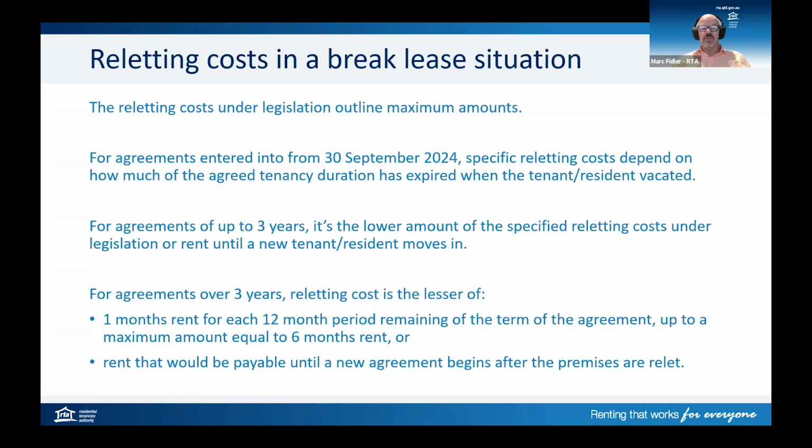For agreements over 3 years, the reletting cost is the lesser of either 1 month's rent for each 12-month period remaining of the term of the agreement, up to a maximum amount equal to 6 months' rent, or rent that would be payable until a new agreement begins after the premises are relet. And I reiterate again, it's not both.